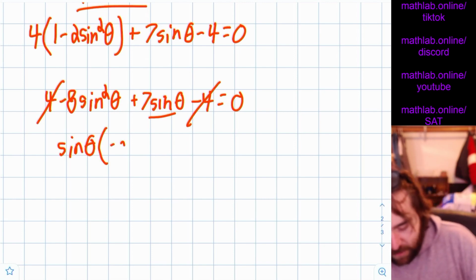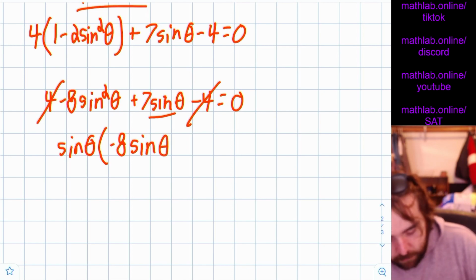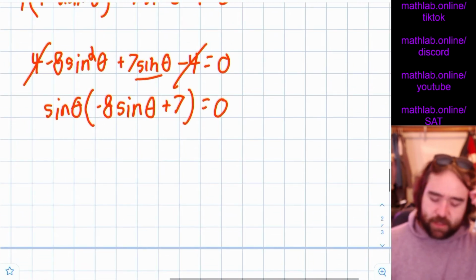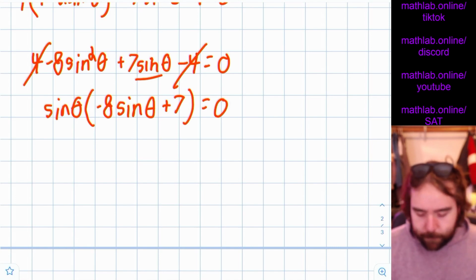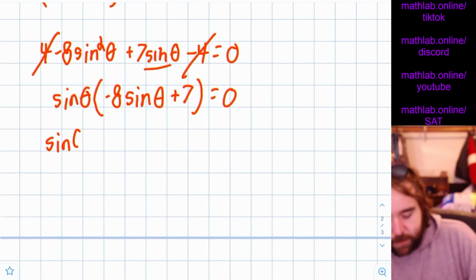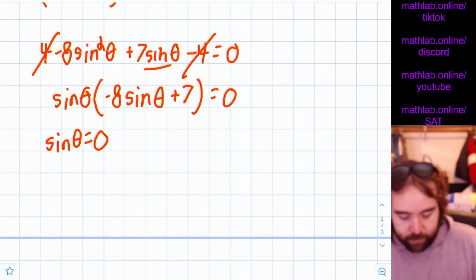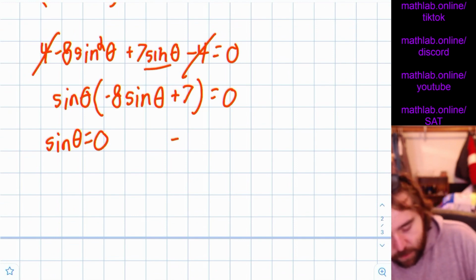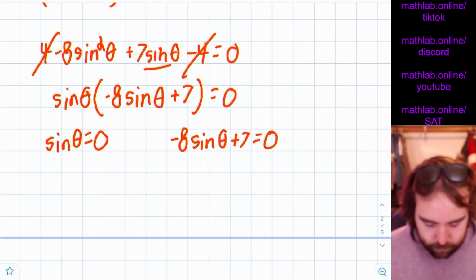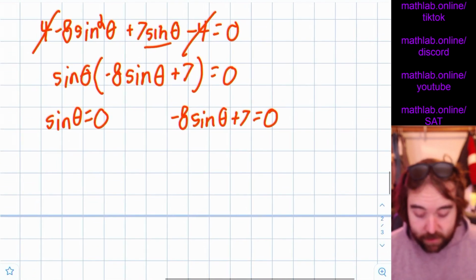So then we factor a sine theta out of everything. This is negative 8 sine of theta plus 7 equals 0. So I guess we're going to have to bust out the calculator a little bit. Because now we have the zero product property. So either two things multiplied together to be 0, so one of them is 0. Either sine of theta equals 0 or negative 8 sine of theta plus 7 equals 0. And then we just got to solve both of those.